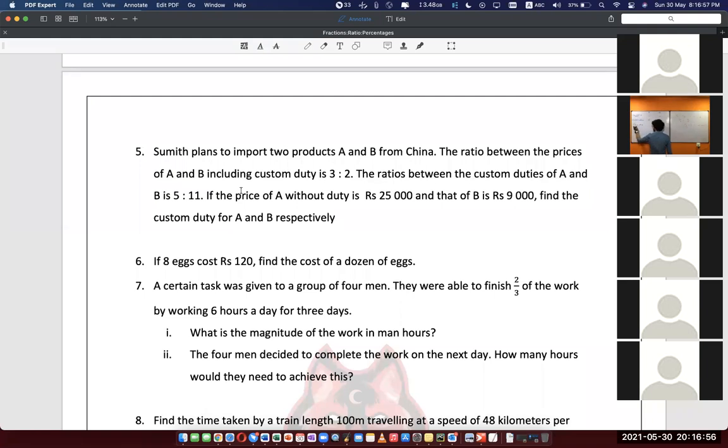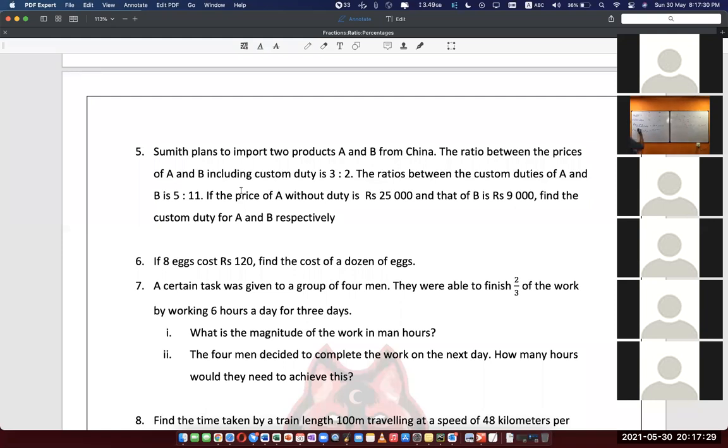If the price of A without duty is 25,000, that is, price of A without duty is equal to 25,000, right? And that of B is rupees 9,000. So price of B without duty is equal to 9,000. Okay, right? Find the custom duty of A and B respectively.